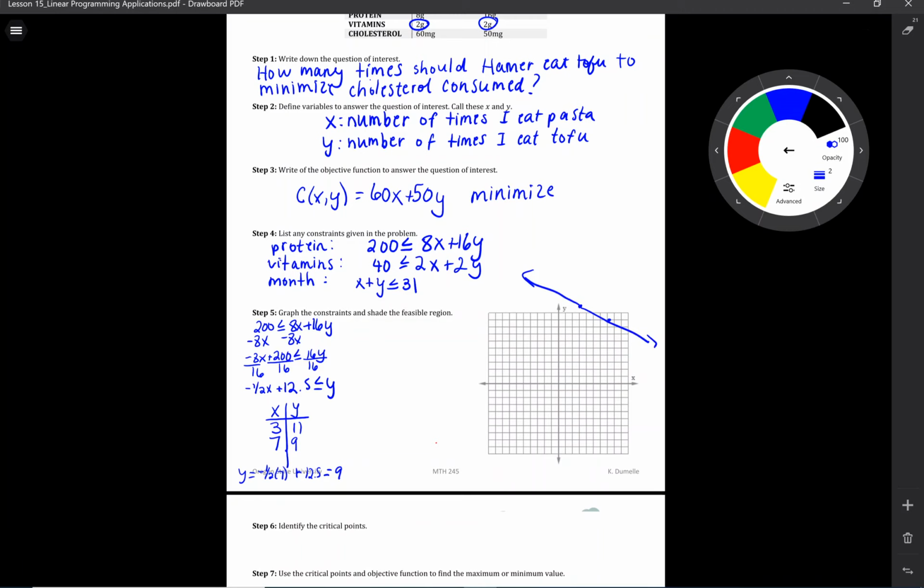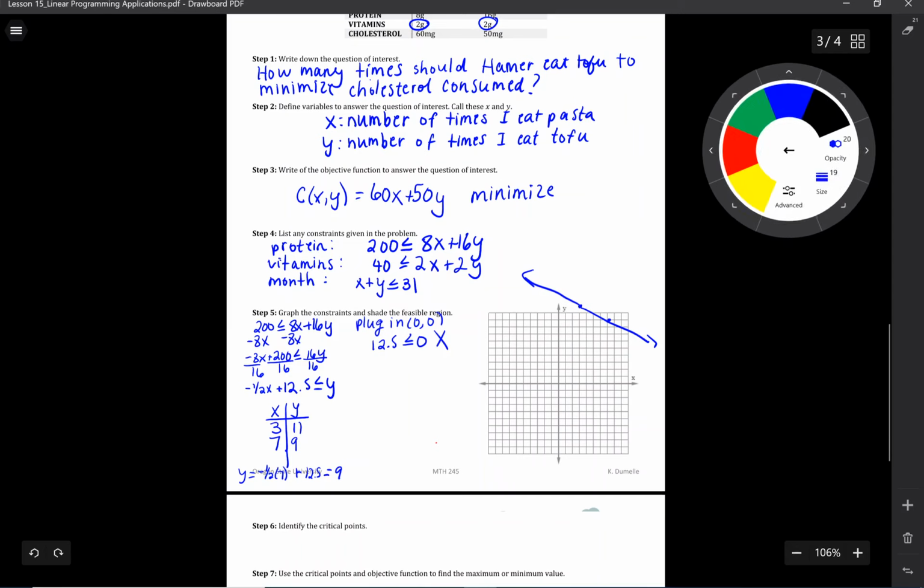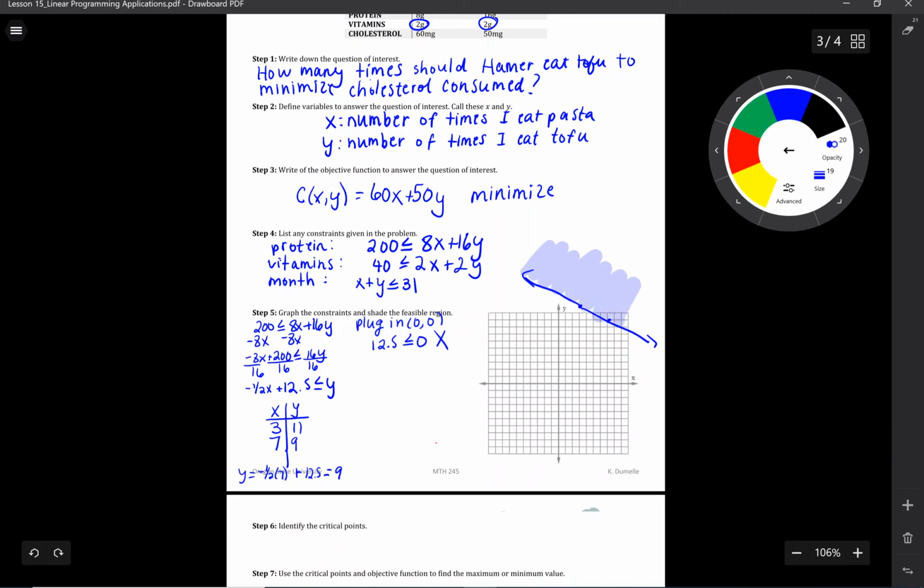Next, I have my vitamins. Oh, actually, I need to shade my region, don't I? So I need to test a point to see which side I need to shade. So let's plug in (0, 0). This would give me 12.5 is less than or equal to 0, which is not true. So the point (0, 0) is not included in my region. So I need to shade the region that does not include the point (0, 0). So that'll be this part up here.